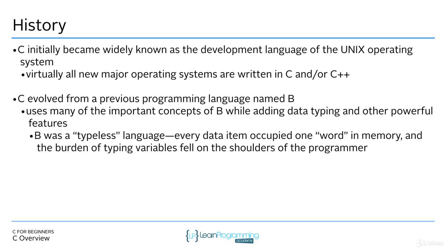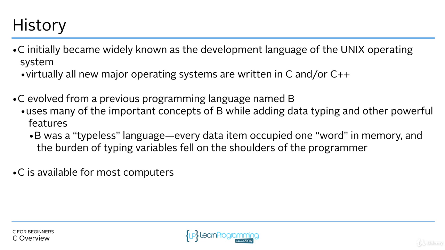It uses many of the important concepts of B while adding some data typing and other powerful features. You might not have a clue what data typing is. Don't worry about that right now. Know that it added some new features from B. Mainly B had this issue of typeless, meaning data didn't have types, and C improved upon that.